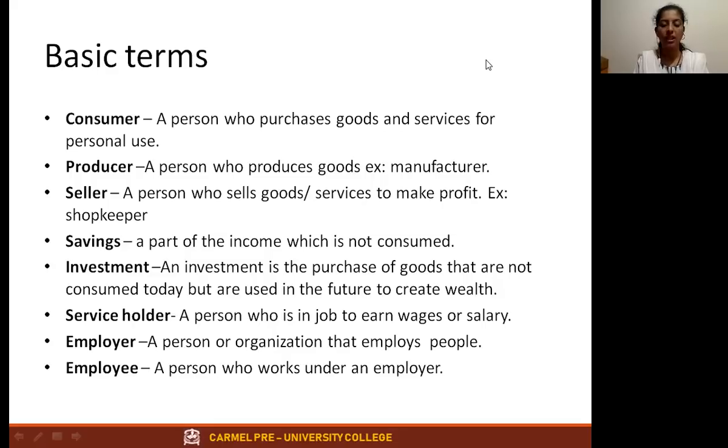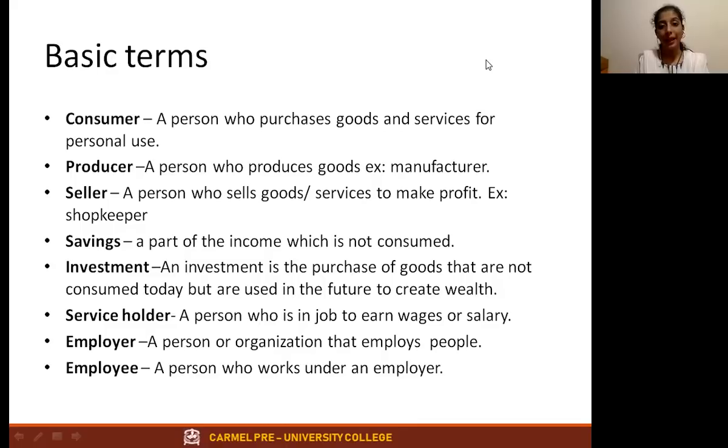Savings. Savings is a part of income which is not consumed. If your parents earn an income, you might think the whole lump sum of the amount is spent on household things and basic necessities like food, clothing, shelter. No, a part of the income is kept aside for future use. That is called saving. A part of income which is not consumed is called savings.